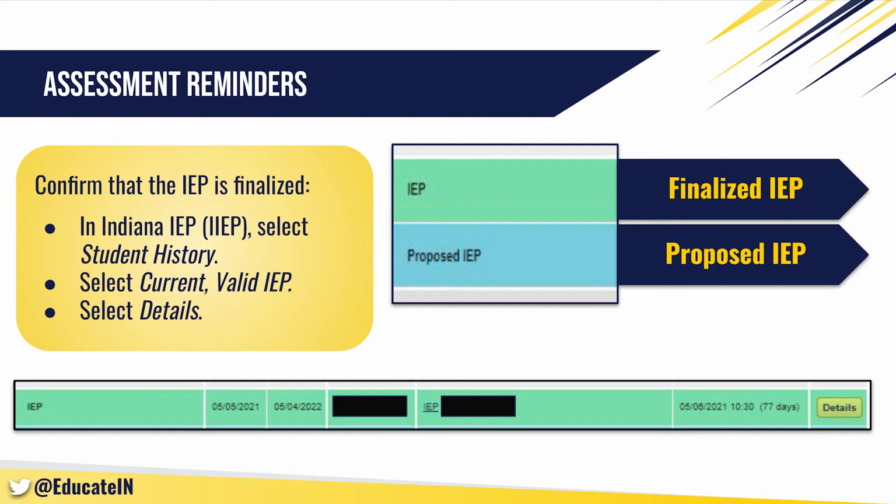TIDE only pulls information from finalized IEPs and will not from a proposed IEP. To confirm that the IEP containing the most current accommodation plan is finalized, go to the Student History page in Indiana IEP and ensure that the IEP is indicated as dark green, meaning it is finalized, and not indicated as blue, meaning it is still identified as proposed and not accepted. For the current valid IEP, click the Details button.